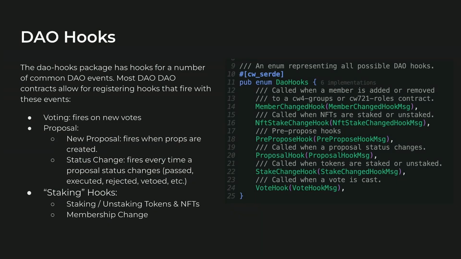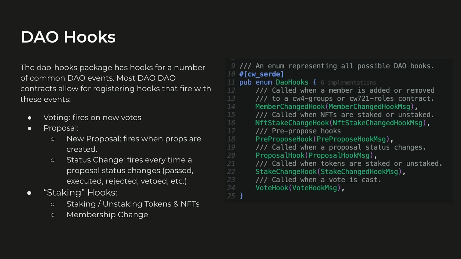Let's talk about hooks, right? Let's say you want to do a voting incentives contract or a proposal incentives contract. You want to incentivize good governance. Well, you would do that with something like DAO hooks. We have a whole package for this, with all the common DAO DAO events. Almost all DAO contracts allow you to register hooks, which I think is important: when you're building your own contracts, even for DeFi stuff, think about what might be useful things to add as hooks that other people could build on top of, right?